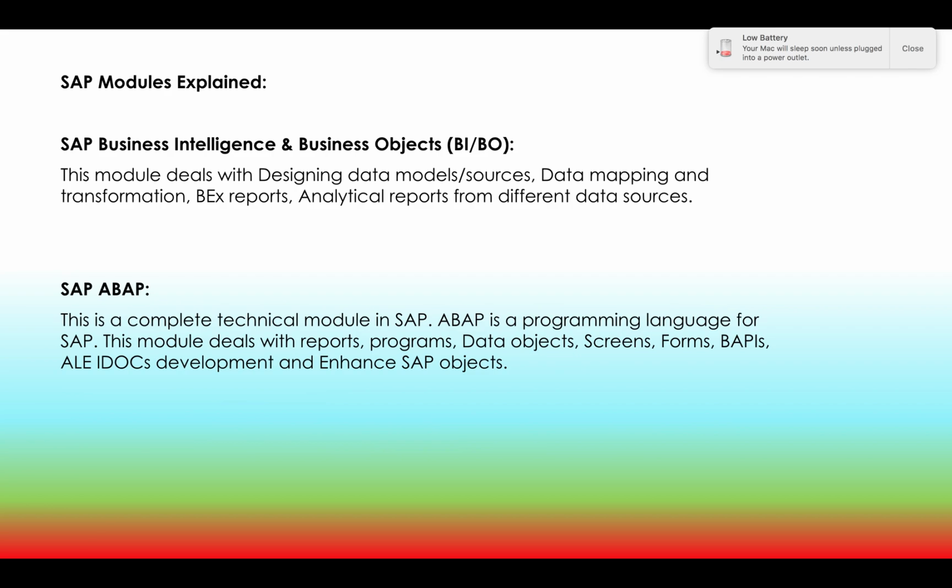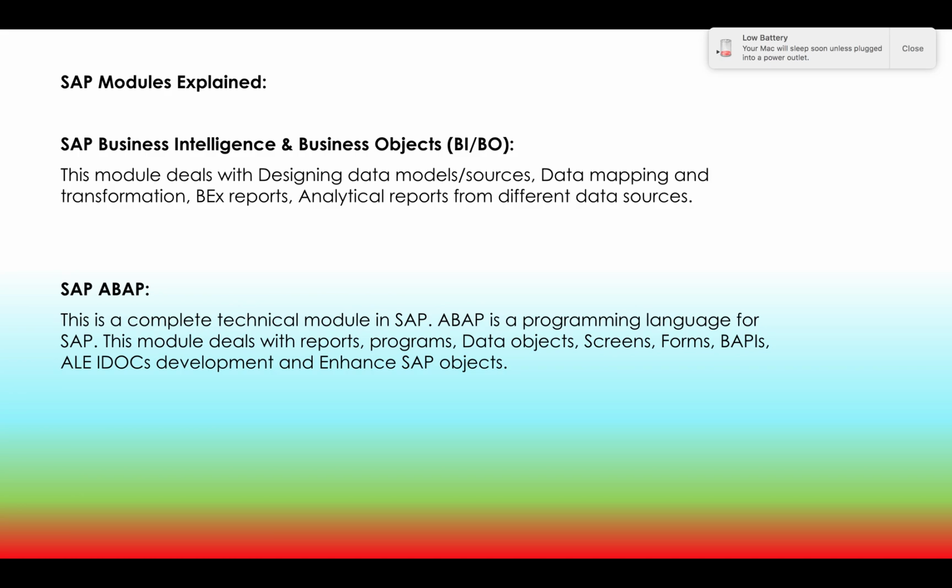SAP Business Intelligence and Business Objects. This is a reporting tool. This module deals with designing data models and sources. BI systems get data from core systems, and they create data cubes and data sources, and from that they create BEx reports, analytical reports, or Crystal reports in different views. It helps give insights into data quickly. So this helps top level management.